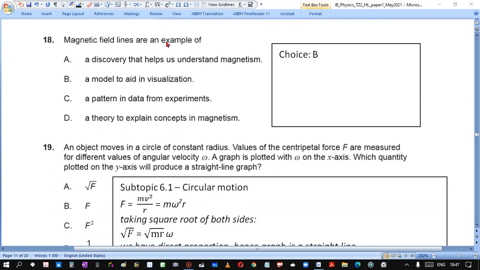Magnetic field lines are an example of a model to aid in visualization. So choice B is the best choice here.